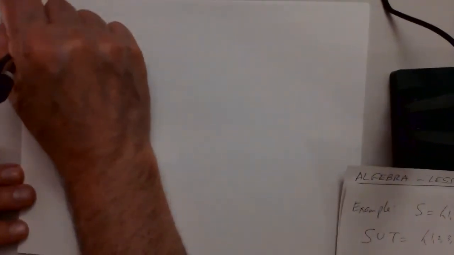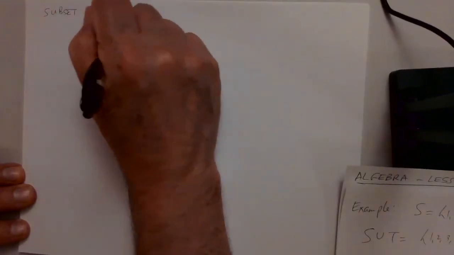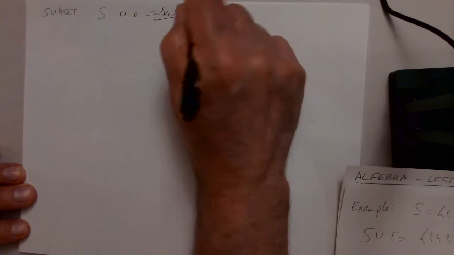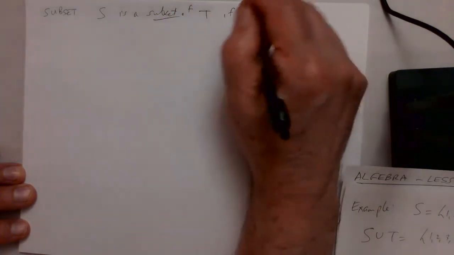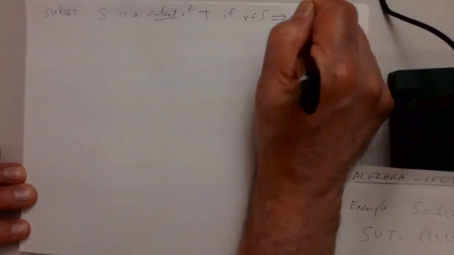There's one very important notion I must mention, the idea of a subset. So we say S is a subset of T if every element X in S is an element of T. So you can think of it like this. Here's the set T, and sitting inside of it is this set S. So S is contained in T. Every element of S is an element of T.